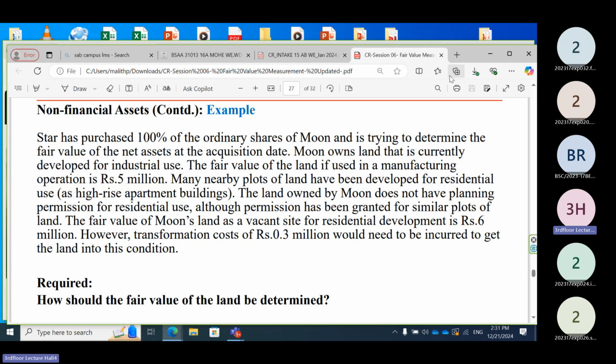Many nearby plots of land have been developed for residential use, high-rise apartment buildings. The land owned by Moon does not have planning permission for residential use, although permission has been granted for similar plots of land. The fair value of Moon's land as a vacant site for residential development is Rs 6 million. However, transformation cost of Rs 0.3 million would need to be incurred to get the land into this condition. How should the fair value of the land be defined?